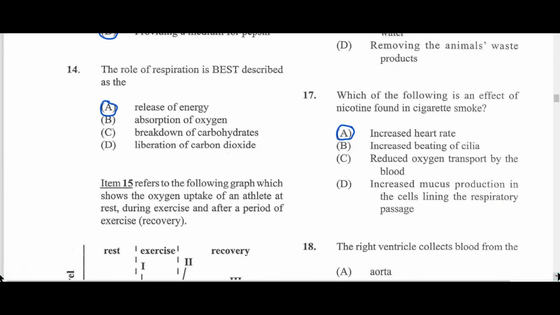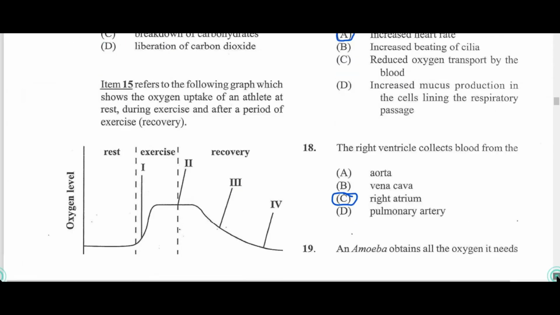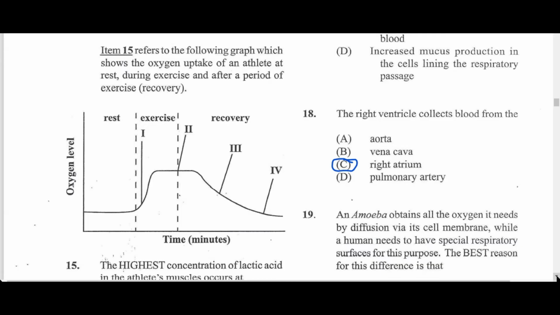17, which of the following is an effect of nicotine found in cigarette smoke? Increase heart rate. And this again is a very popular question. That's what nicotine does, and it's like textbook. It's right there in your textbook, and it will be explicitly stated as it is here.